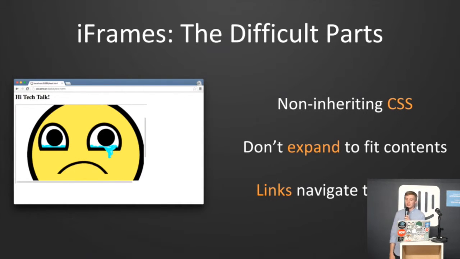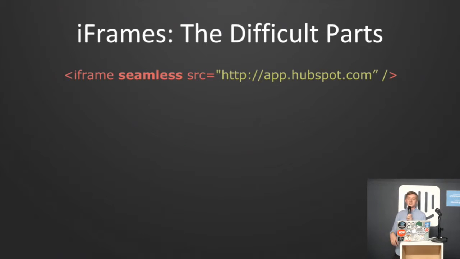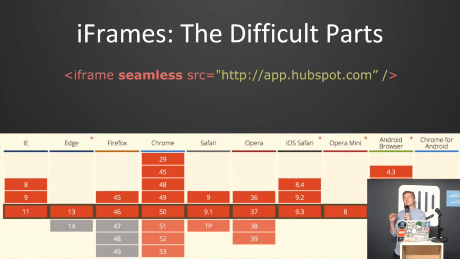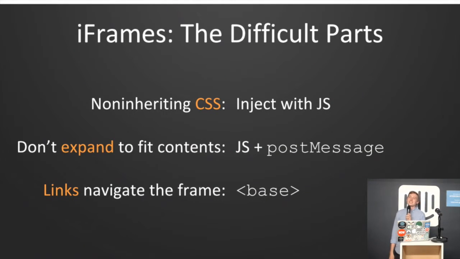There are some problems with iframes. For example, they don't inherit the CSS of their parent page. They don't automatically expand to fit the contents. And when you click a link inside of an iframe, it'll navigate the iframe, not the parent document. Fortunately, there's this fantastic HTML attribute called seamless, and it solves all of these problems. You don't need to worry about it whatsoever. It has a limited support matrix, so you pretty much are screwed with relying on that. But what you can do is a series of hacks that will get you over all of these obstacles.